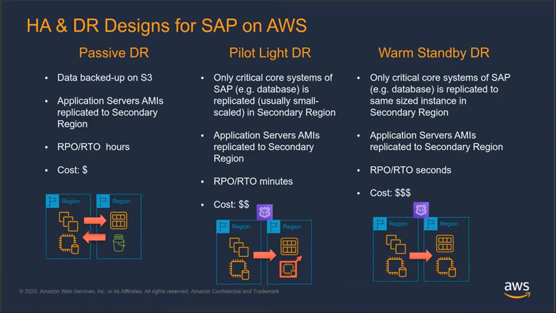Warm standby DR, as the name suggests, is where the critical core components of SAP are replicated at the same size as the primary production instances in a secondary region. Generally, this is associated with an RTO of within seconds.